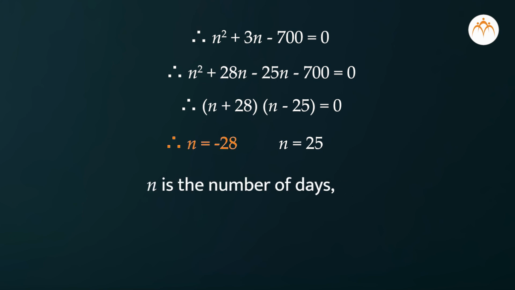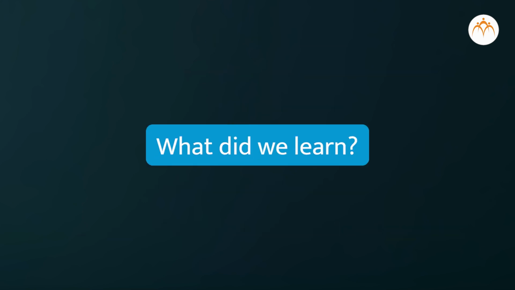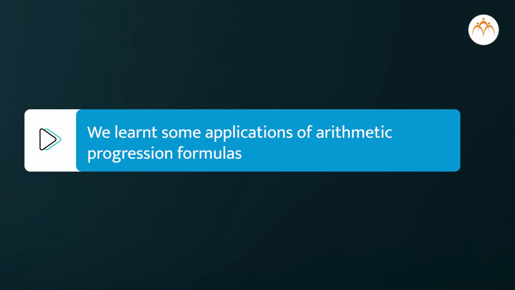N is equal to negative 28 is not possible. Therefore, n is equal to 25. Thus, Ayush will take 25 days to read 1400 pages. What did we learn? We learned some applications of arithmetic progression formulas.